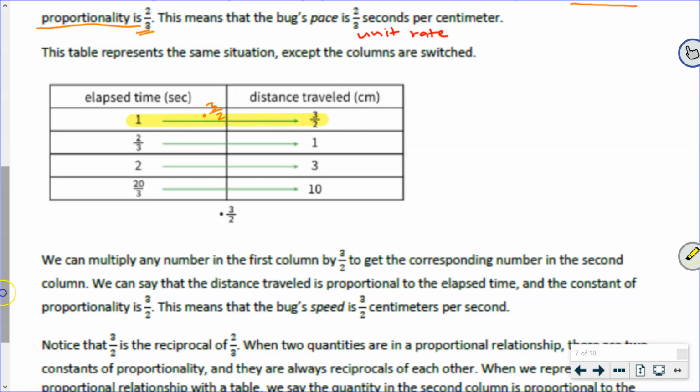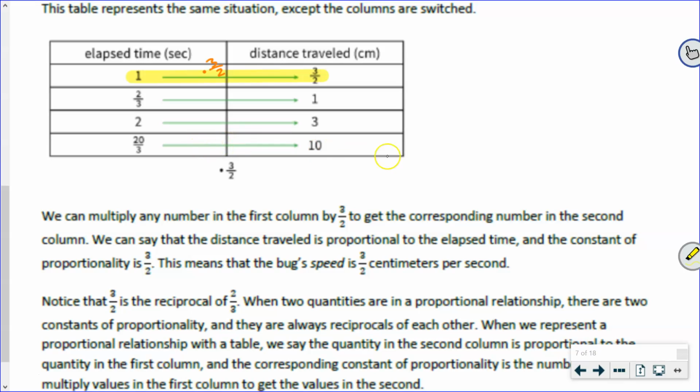We can multiply any number in this first column by 3/2 to get the corresponding number in the second column. So we can say that the distance traveled is proportional to the elapsed time, and the constant of proportionality this time is 3/2. This means that the bug's speed is 3/2 of a centimeter per second. That is, once again, the unit rate. Notice that the unit rate, 3/2, and the constant of proportionality, 3/2, are the same.